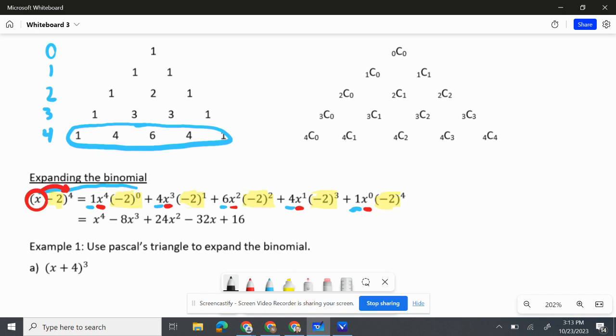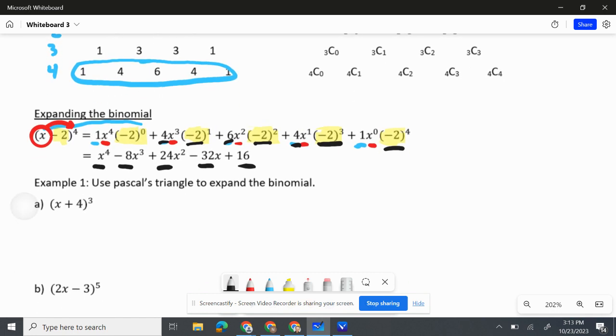Anything to the 0 is 1. 1 times 1 is 1. Negative 2 times 4 is negative 8. Negative 2 squared is 4, times 6 is 24. Negative 2 to the third is negative 8, times 4 is negative 32. And our last one, negative 2 to the fourth, gives us 16. So let's look at a couple examples.